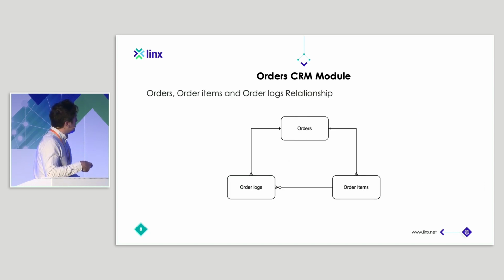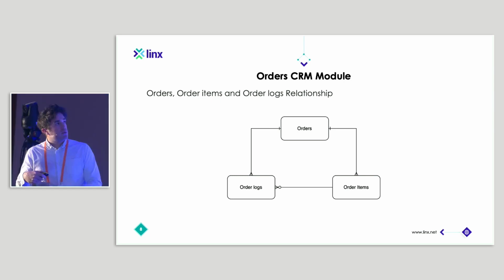Here is a very simple diagram to explain the relationships between the various tables. You have a one-to-many relationship between orders and order items, and then a one-to-zero-or-many relationship with order logs, because you can have order logs that are referred just to the orders and not to the order items.